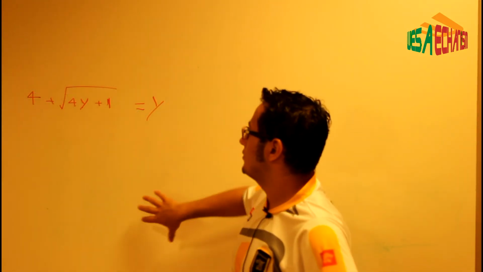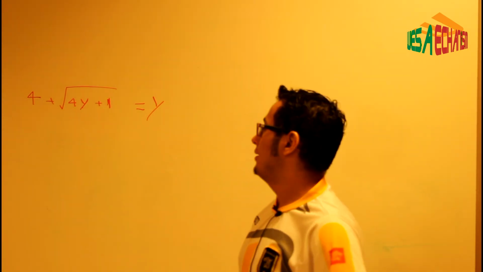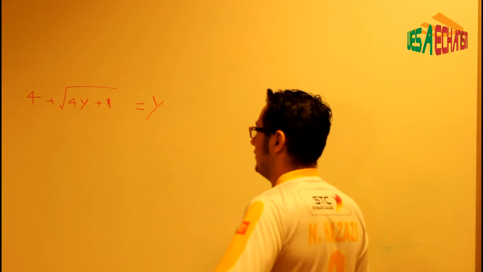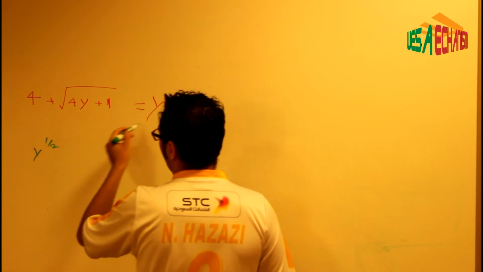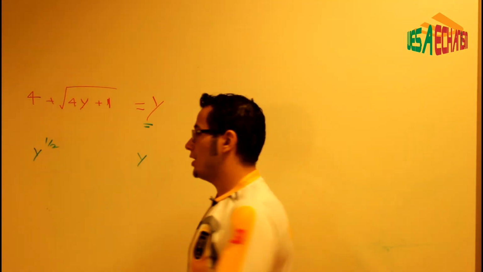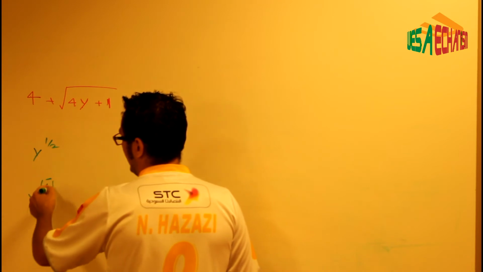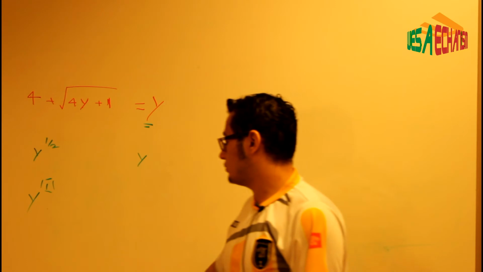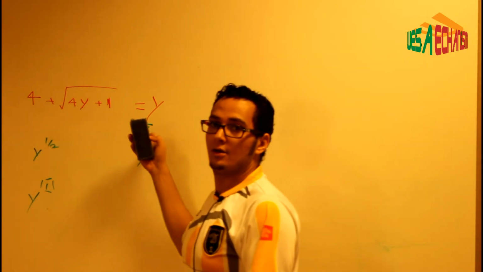Here is another example of how you can solve for a term. In this problem we have two terms. So we have y to the power half, and we have another y to the power 1. What we are trying to do is to make one term, one y in the power of 1, but we have two. So what we are going to do is take this 4 to the other side.